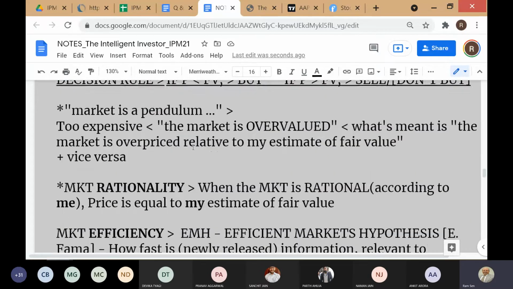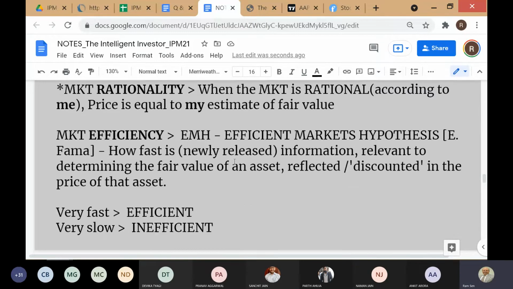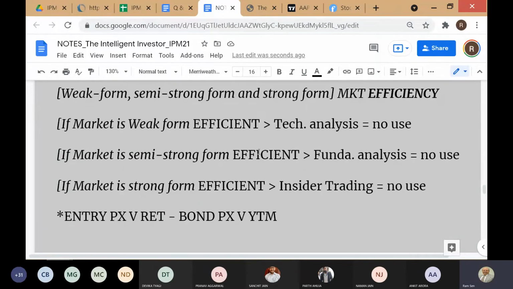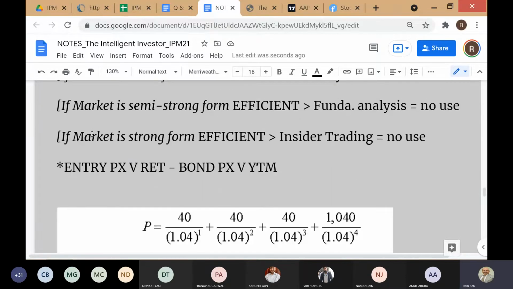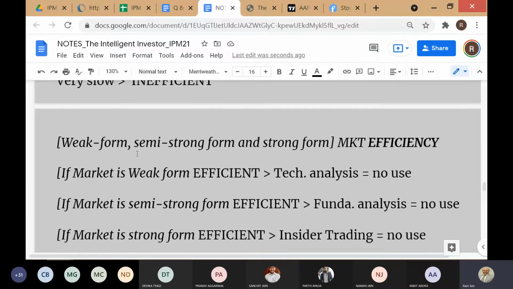Okay, so let's look at this next statement. The market is a pendulum. This we have already covered actually, right? So the market is overvalued. Market rationality we covered. Market efficiency we covered. All this stuff. So weak form efficiency, semi-strong, etc. Just understand these definitions. Make sure you understand the definitions. But don't worry if it's not very clear.